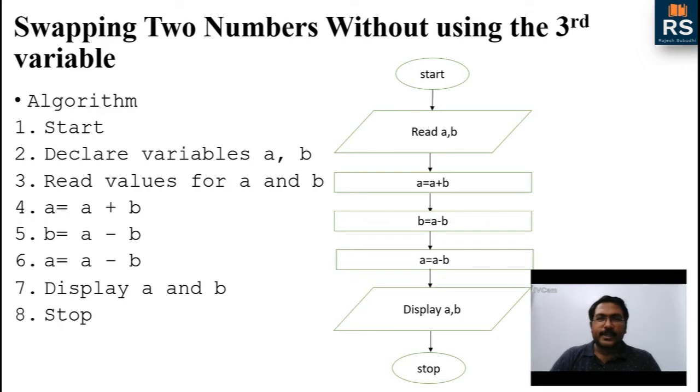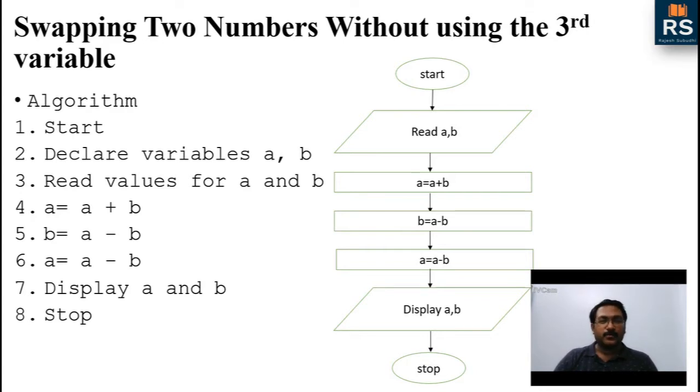The second way is swapping of two numbers without using a third variable. The algorithm is the same, nothing else. Here also we have 8 steps. The only difference is in steps 4, 5 and 6. There we have an extra variable C, but here we don't have the extra variable C. We have to swap the values of those variables without using a third variable.